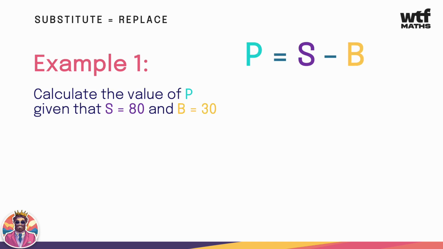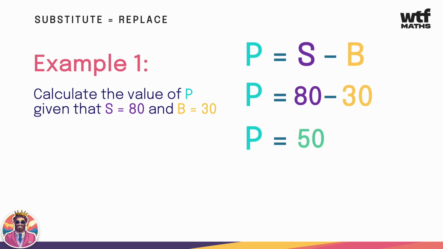Okay, so for our first example here, we're going to be trying to work out what the value of P is if S is 80 and B is 30. So what we're going to do is write our formula again, and replace S with 80, and replace B with 30. We have substituted those numbers in. Now, 80 take 30 is 50, so that is going to be our answer for this first question here.